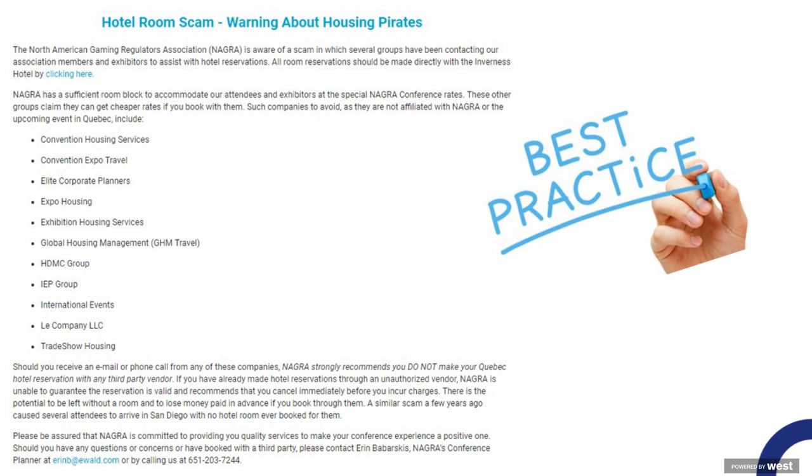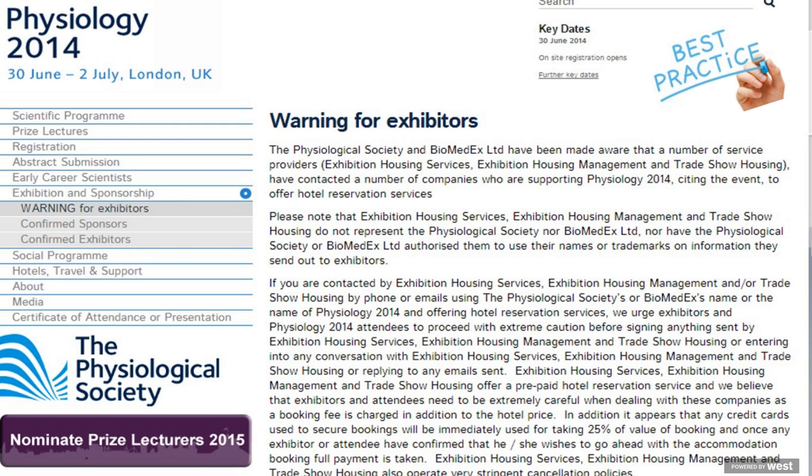Here's another example where this organization decided to list, by that bulleted list that you see there, how many organizations or companies had been selling rooms for their conference. So they let everybody know up front. This one was very clear, a warning for exhibitors, because exhibitors, again, we see in the numbers, are the most affected.